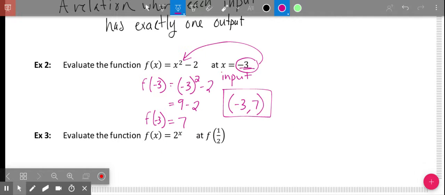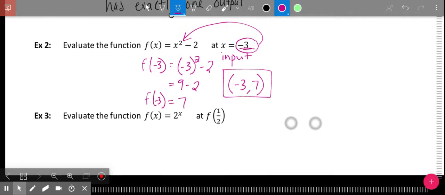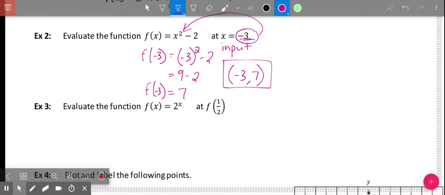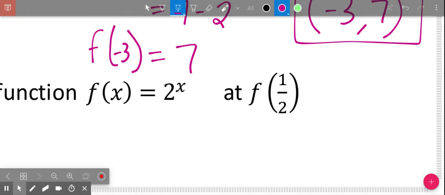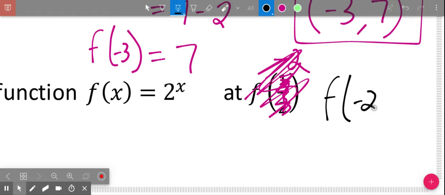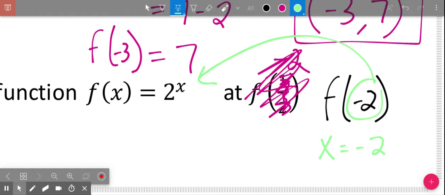All right. So we're going to do the same thing with the next one. It says evaluate the function f of x equals 2 to the x power at f of 1/2. Okay, so what I want everybody to do real quick though is, this should not say 1/2. That was definitely a mistake on my part. Scratch that out and write negative 2. I'm just going to scribble the whole thing out. It's actually going to be f of negative 2. That's definitely my bad. I'm really sorry about that, guys. So I'm going to take this negative 2. That's the same as saying x is equal to negative 2.